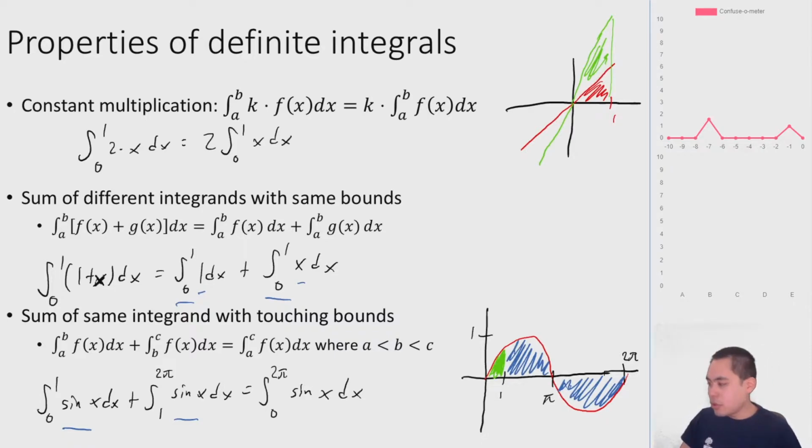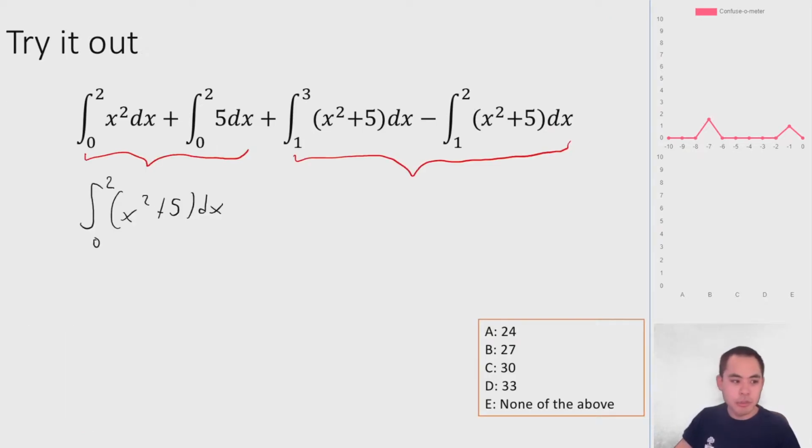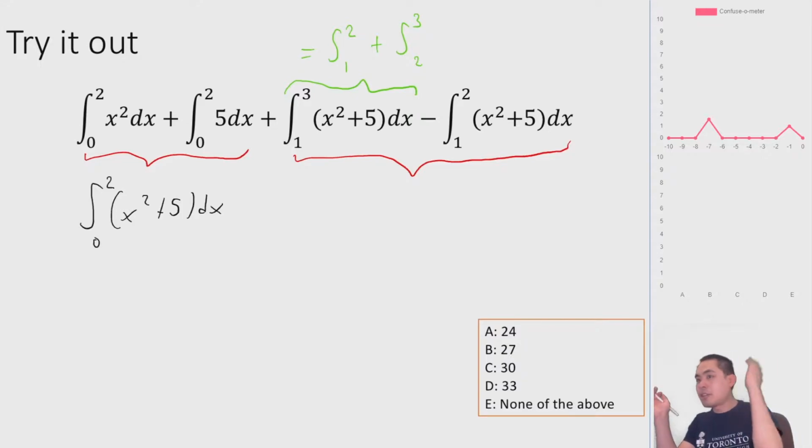Okay, in the interest of time, I'm going to start working through the problem. It ended up being a little more involved than I was expecting, but hopefully you can follow along. I'll give you another hint: this thing here is equal to the integral from 1 to 2 plus the integral from 2 to 3 of that integrand, because you can break it apart. If you're taking the integral from 1 to 3, that's equal to the integral from 1 to 2 plus the integral from 2 to 3.